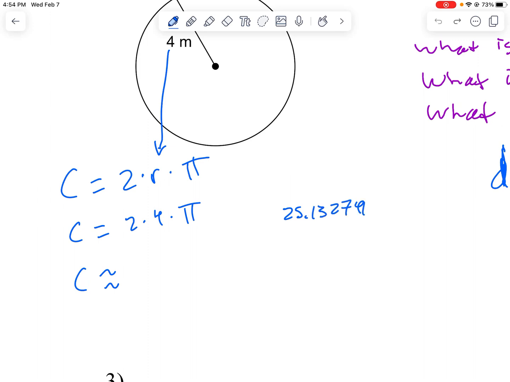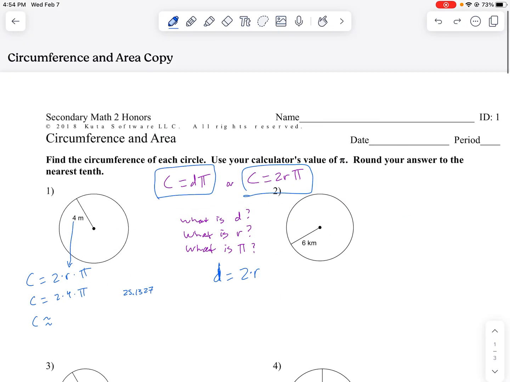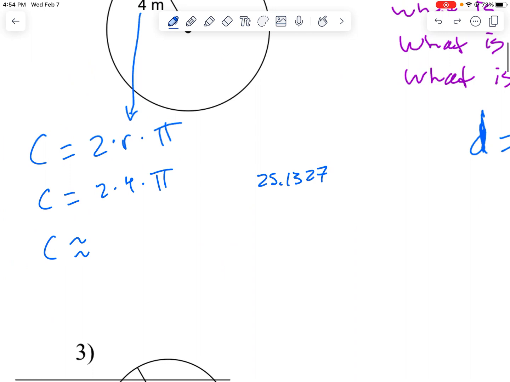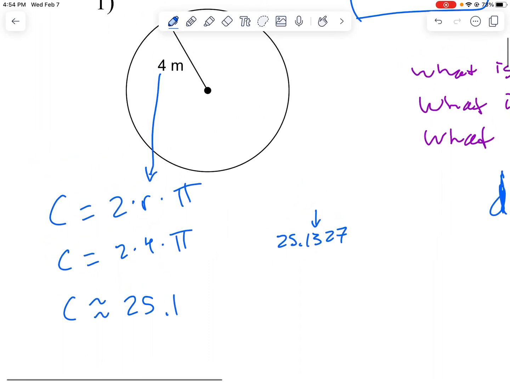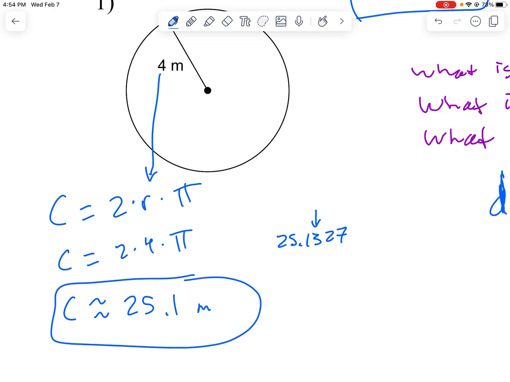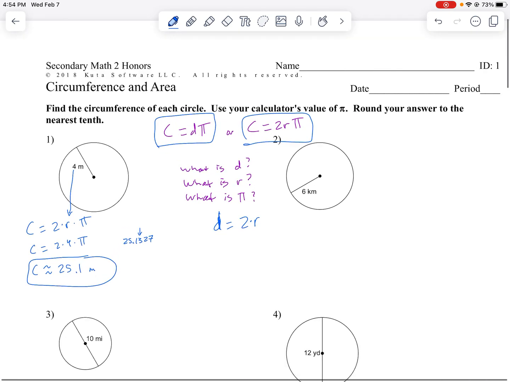And you get 25.13274123. It just kind of keeps going there. It says to round to the nearest tenth, and so we're going to round to that first decimal place. So I have to look at my second one. It's not 5 or bigger, and so I'm just going to cut it off. We got about 25.1, and it's m, which stands for meters, about 25.1 meters for our circumference on this one. So yeah, that's what we're doing on the first 4.